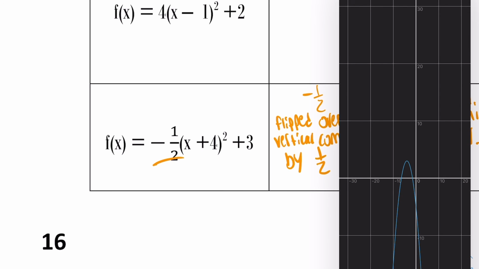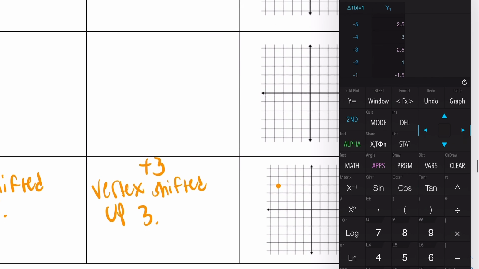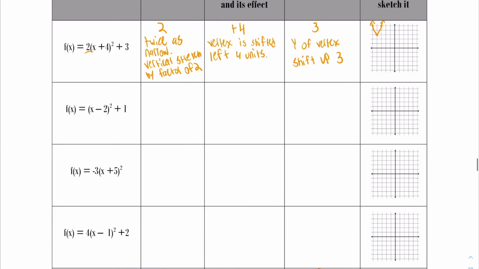There's the graph. Here's the table. We got (-4, -3) as the vertex, (-5, 2.5), (-3, 2.5), (-2, 1), and the next good point is (0, -5). Go ahead and finish the other ones.